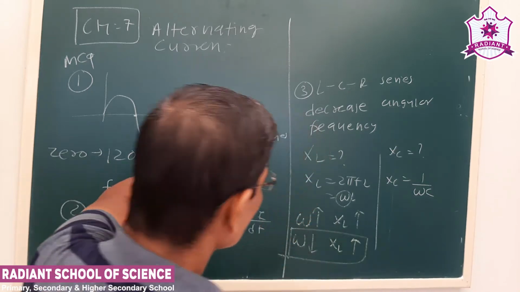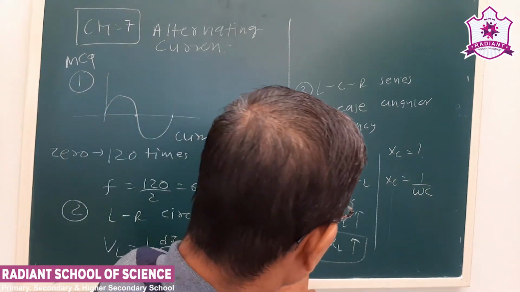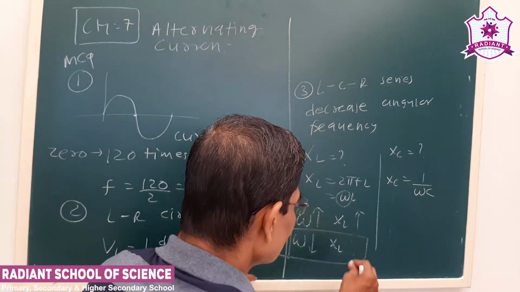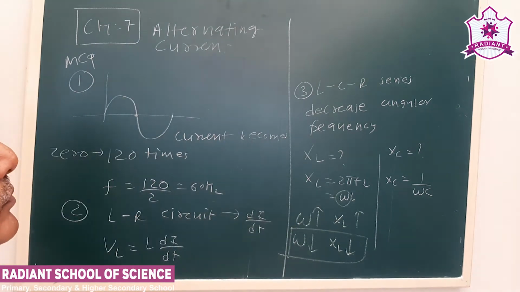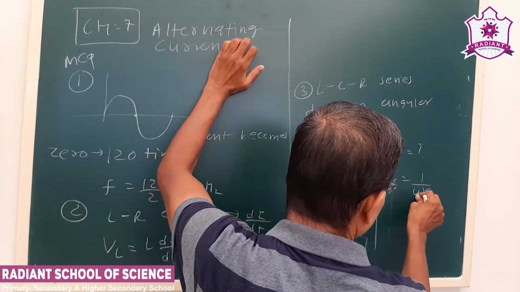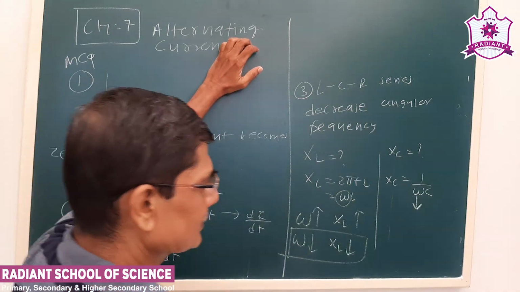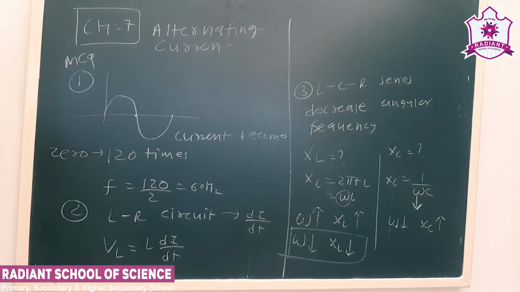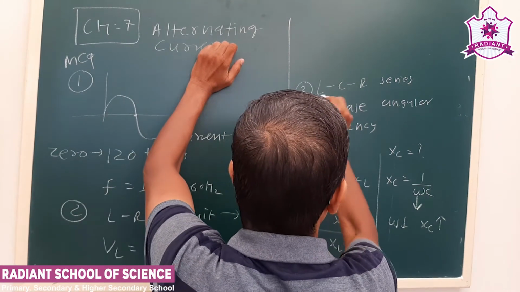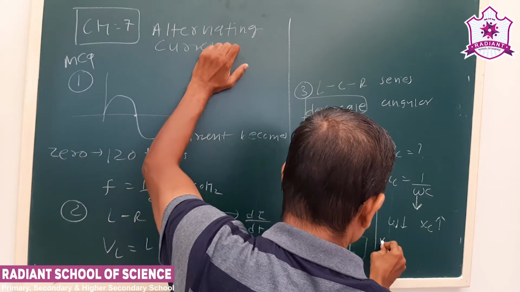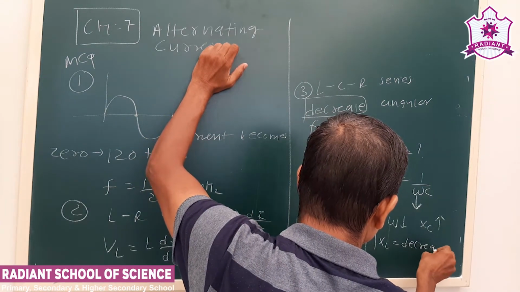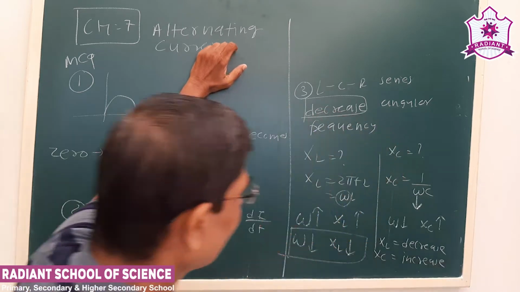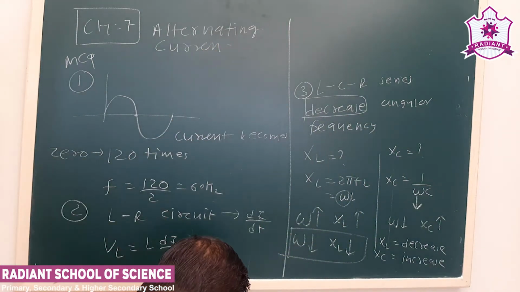So here omega is decreased, so angular frequency is decreased, XL will also decrease. Whereas the capacitive reactance is inversely proportional. Here omega is decreased, then XC, being inversely proportional, will increase. So on decreasing the angular frequency in an LCR series circuit, XL will decrease and XC will increase. This will be our answer. So this is about MCQ number 3.